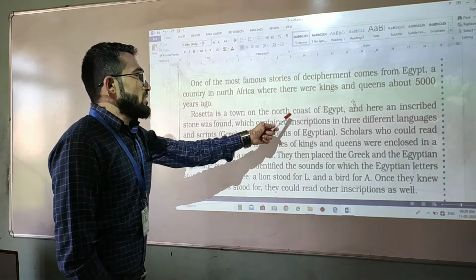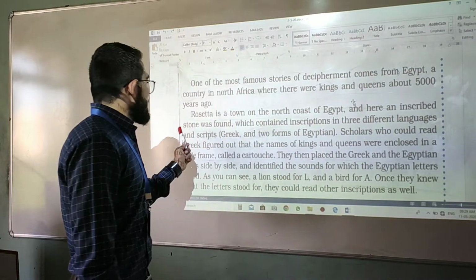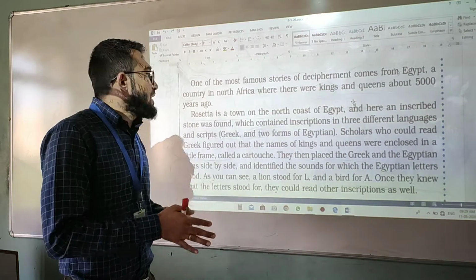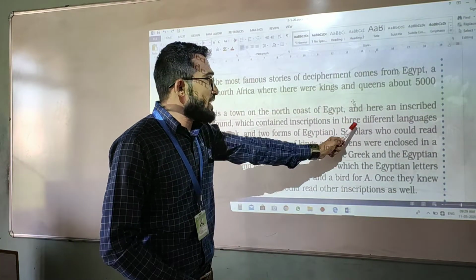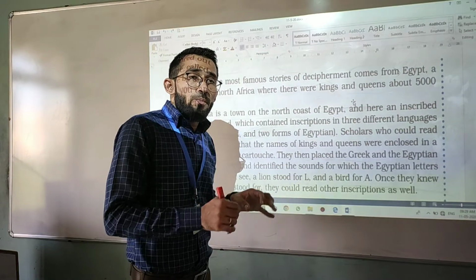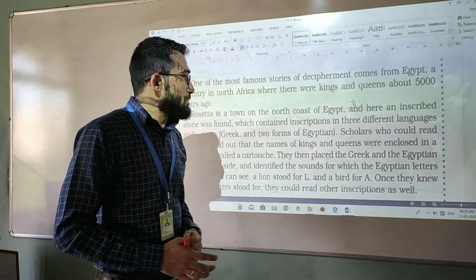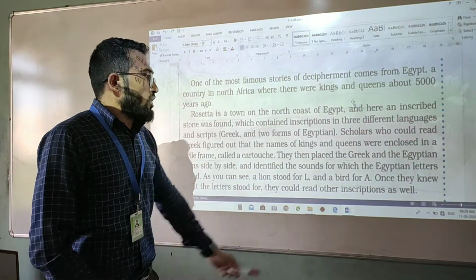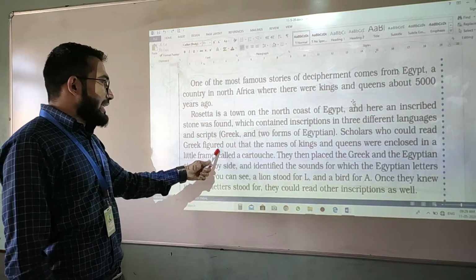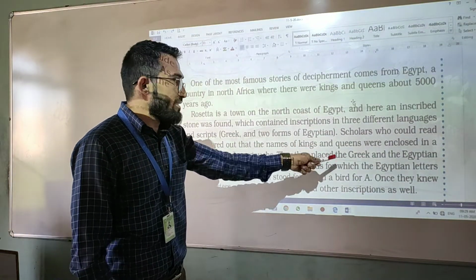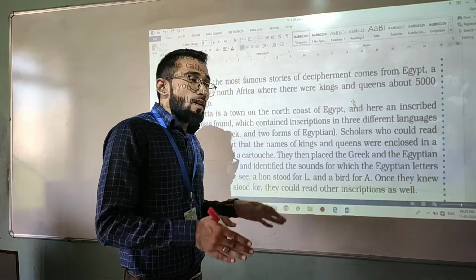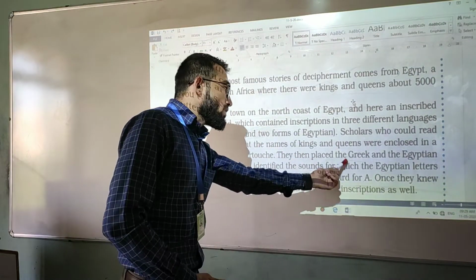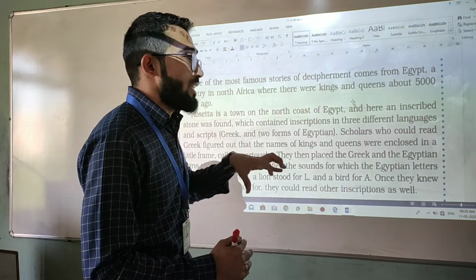Rosetta is a town on the north coast of Egypt and here an inscribed stone was found. Rosetta is a place where an inscribed stone was found, which contains inscription in 3 different languages. The one is in Greek and the other 2 are from the Egyptian language. Scholars who could read Greek figured out the names of kings and queens. The scholars who study this find out which kings and which queens are written about there, and what all is written.